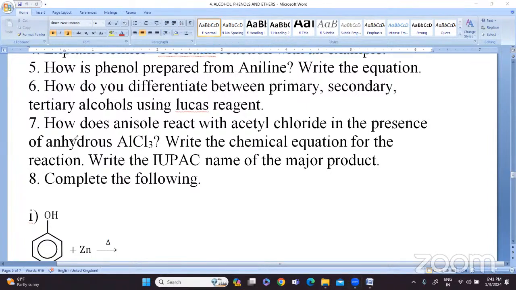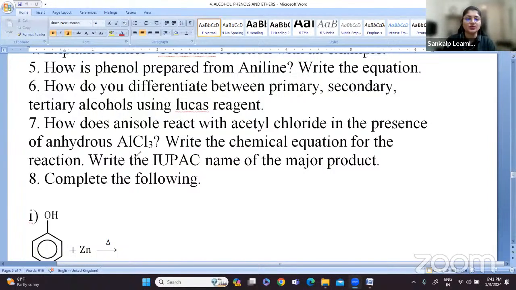Next question. How does anisole react with acetyl chloride in the presence of anhydrous AlCl3? Write the chemical equation for the reaction. Write the IUPAC name of the major product. So you have to write the chemical equation of the reaction, and you have to write the IUPAC name also for the major product.